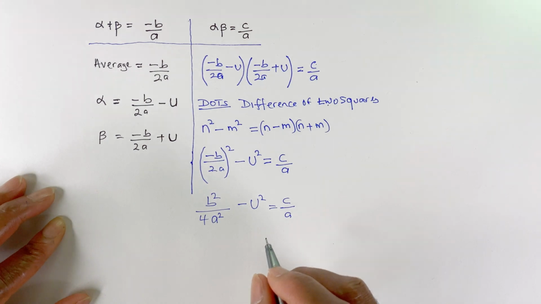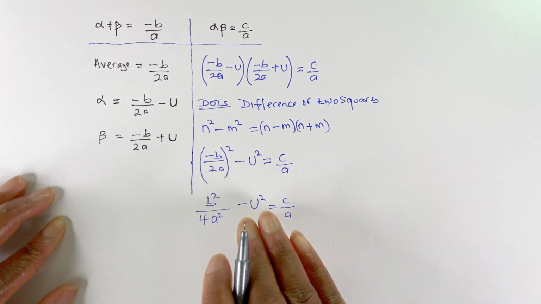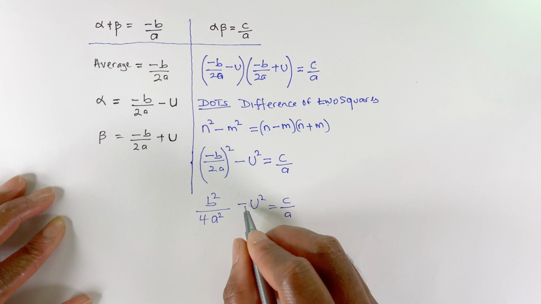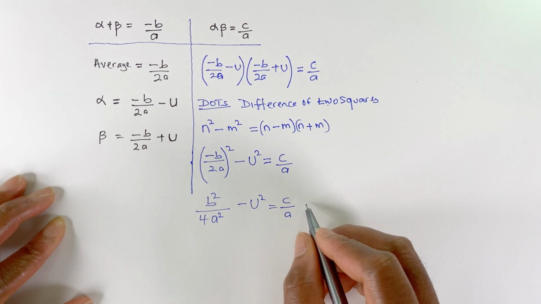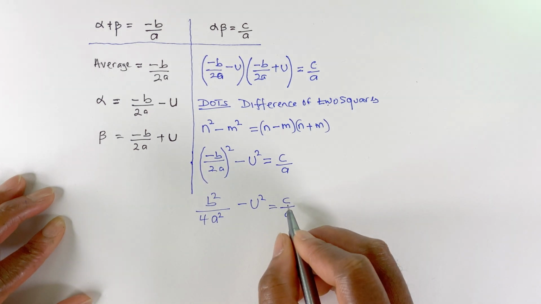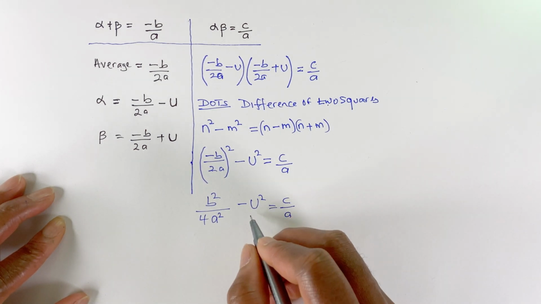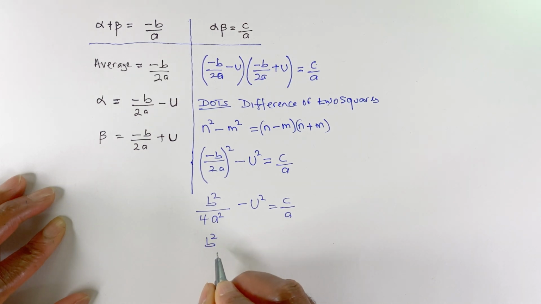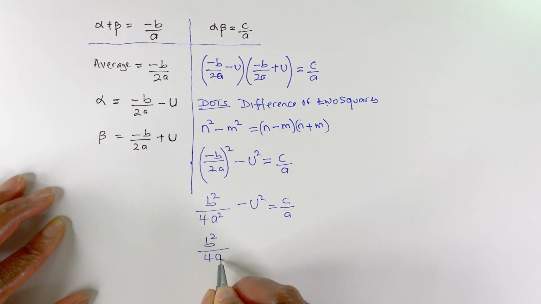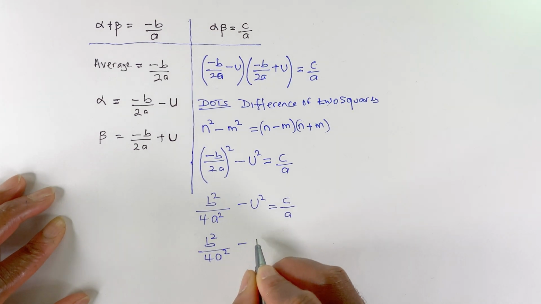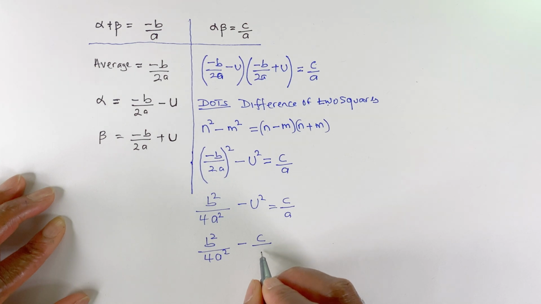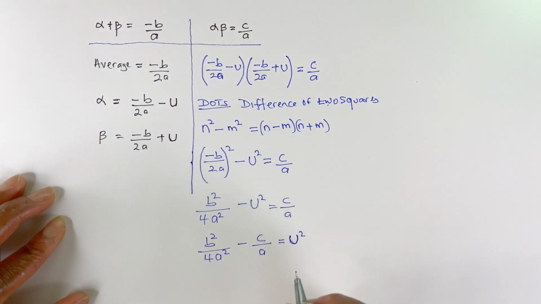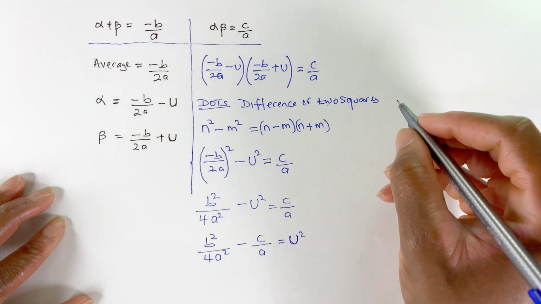So what I need to do here is rearrange this equation and make u squared the subject. If I add u squared to both sides, and then take away c over a from both sides, I will get b squared over 4a squared minus c over a equals u squared. So that's good. So we're getting somewhere.